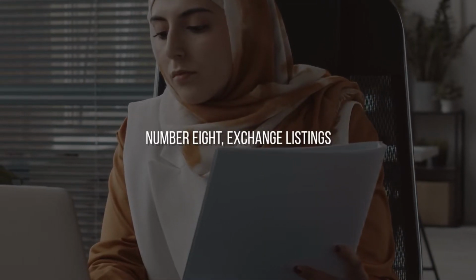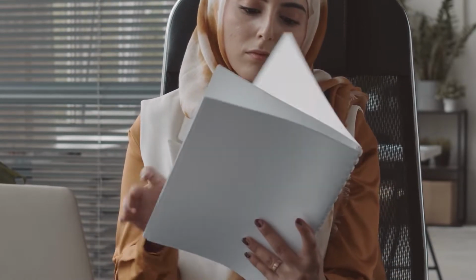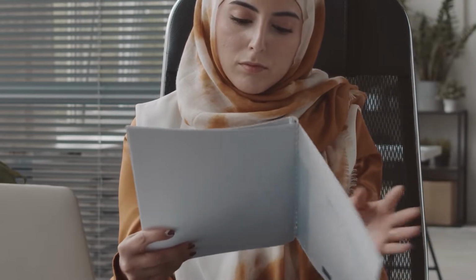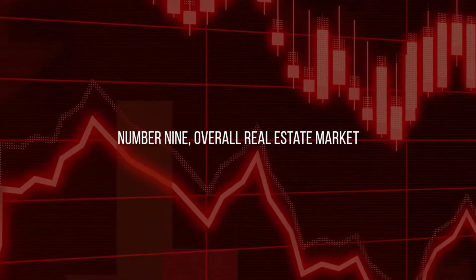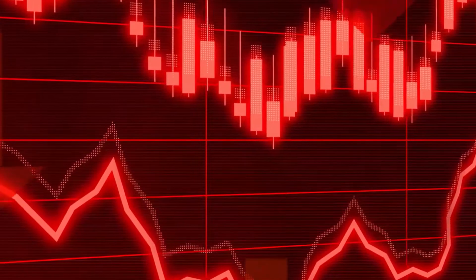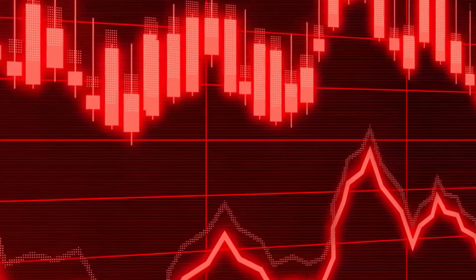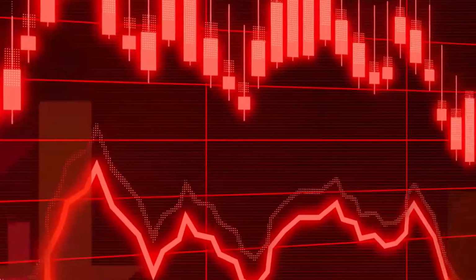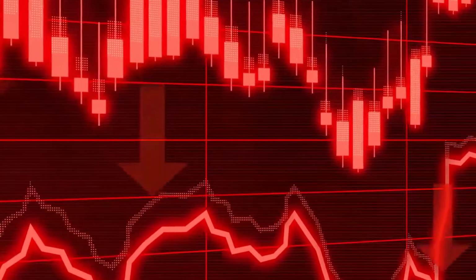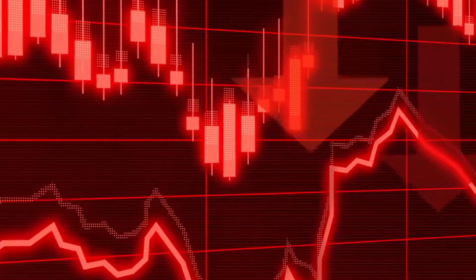Number 8. Exchange listings. One way to identify good investment opportunities is by looking at the 1031 exchange listings. You will find companies that have gone through an IPO or acquisition because those companies have already done well and are more likely to succeed in the future. Number 9. Overall real estate market. Always consider the overall real estate market when investing. For example, if interest rates or an economic downturn causes your property value to decrease, that can cause you to lose money. You want to invest in less risky investments at that point.